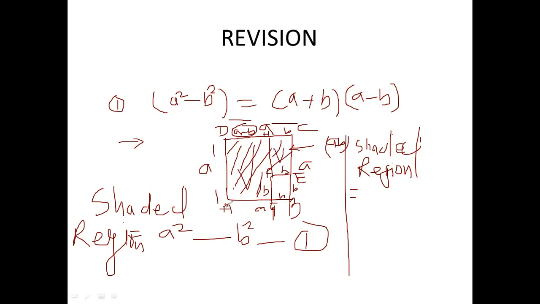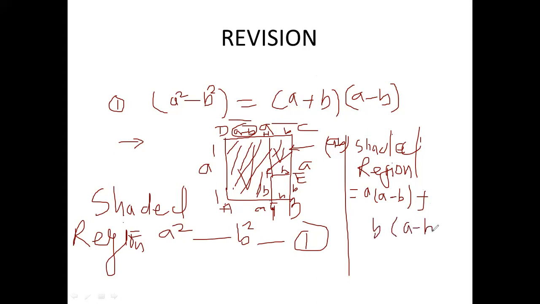What is the area of this one? This length is A and breadth is A minus B. A into A minus B. Right? A into A minus B. Okay, children. This is A, this is A. Here must be A. A into A minus B plus, what is the area of this shaded part? This length is B and breadth is A minus B. That is also B into A minus B.